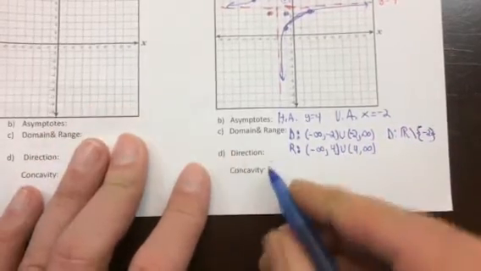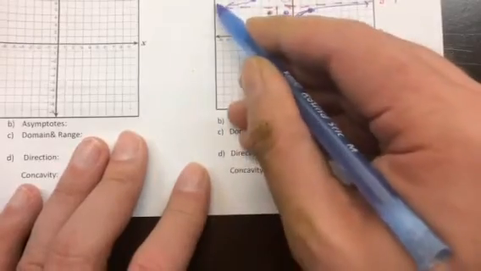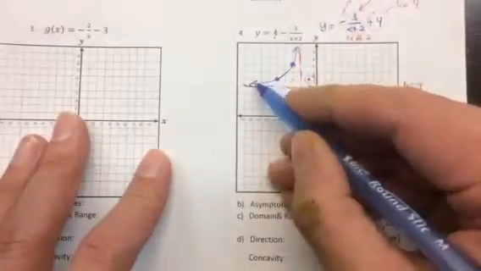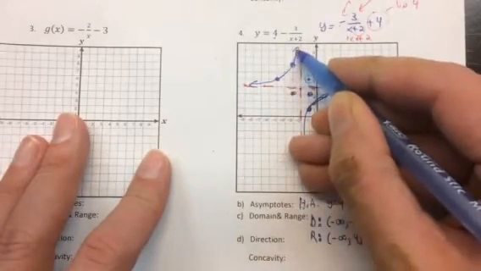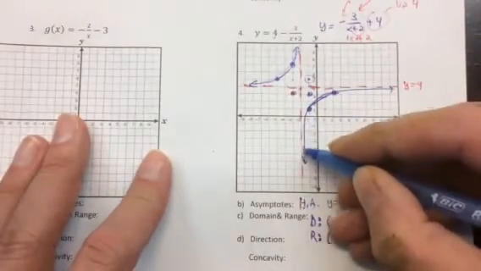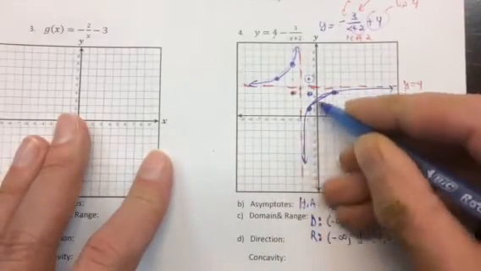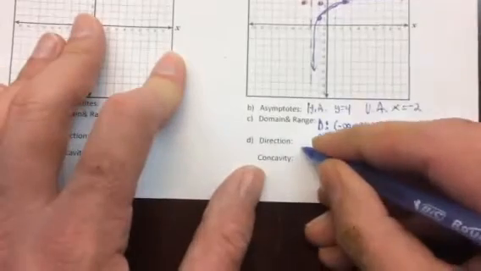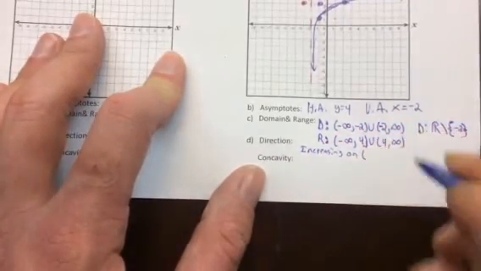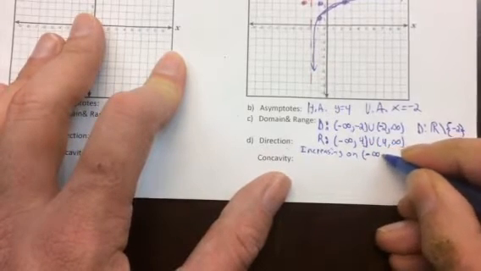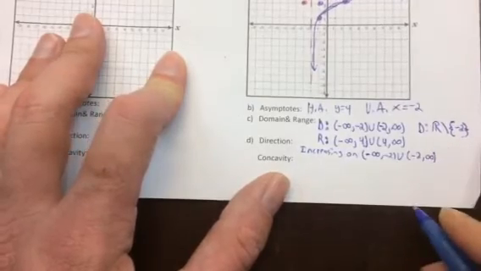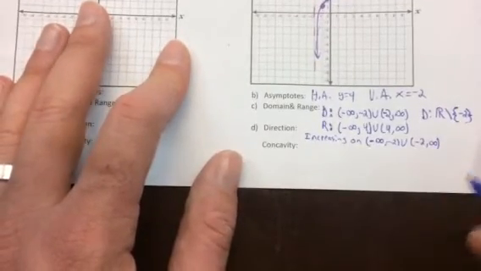Okay. The direction. All right, this function is increasing. You read for the direction from left to right. This function is increasing from negative infinity until negative 2, and then it begins increasing again. Remember, we read from left to right, so it's increasing the entire way. So it's increasing on the interval from negative infinity to negative 2, union negative 2 to infinity. It's increasing everywhere in its domain.